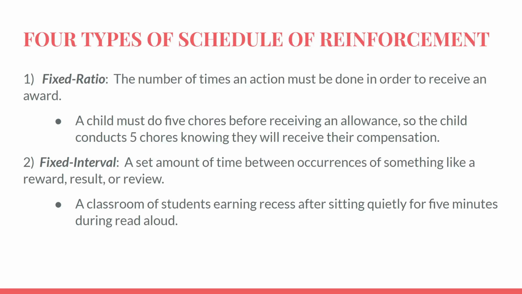Now, there are four types of schedule of reinforcement. First, there is fixed ratio. A fixed ratio is the number of times an action must be done in order to receive an award. For example, a child must do 5 chores before receiving an allowance, so the child conducts 5 chores knowing they will receive their compensation. Next, we have fixed interval. A fixed interval is where reinforcement is provided after a fixed amount of time elapses. For example, a classroom of students earning recess after sitting quietly for 5 minutes during read out loud.